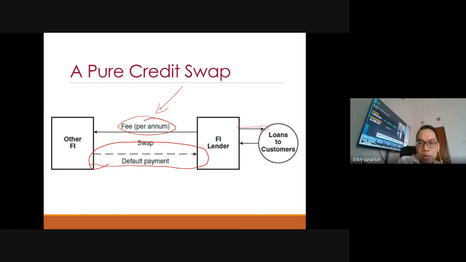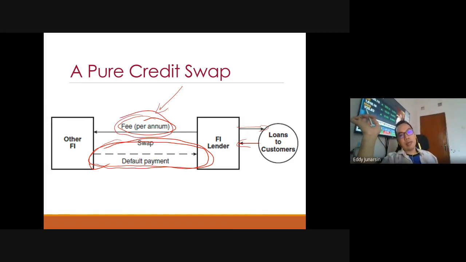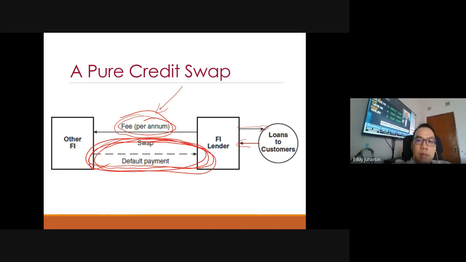We are lending money to clients, and we expect that those clients will repay their borrowings to us. But we are concerned that some of our clients, or maybe one particular client, will deteriorate in terms of creditworthiness. So we make this pure credit swap that says that we will receive the default payment, the payment of the interest, or the interest plus principal, or anything, depending on the contract. On the other hand, we'll pay the annual fee. So if something happens, we'll receive this. If nothing happens, of course, we don't receive any default payment, but we still have to pay the annual fee.